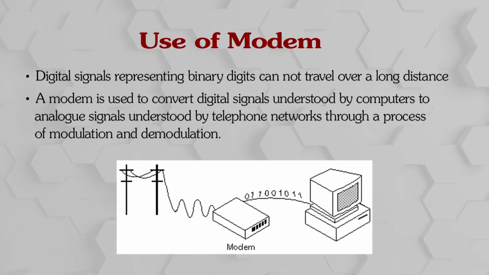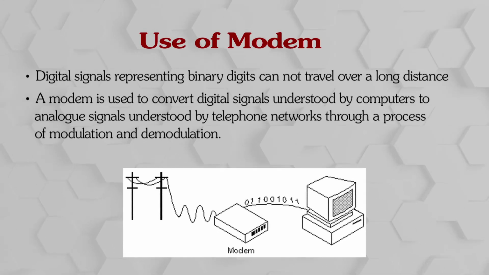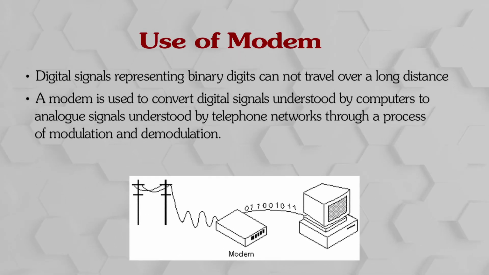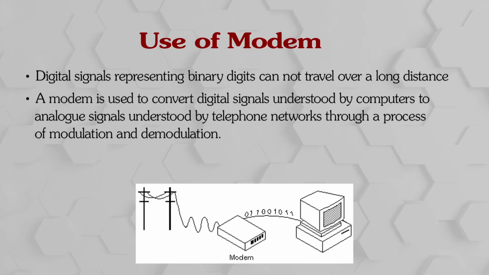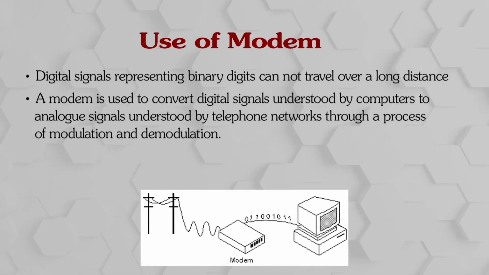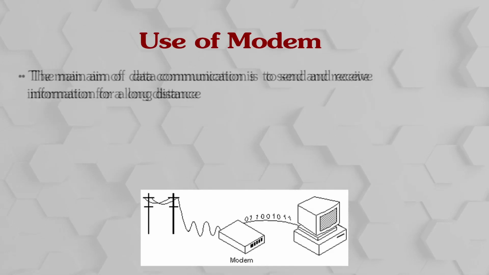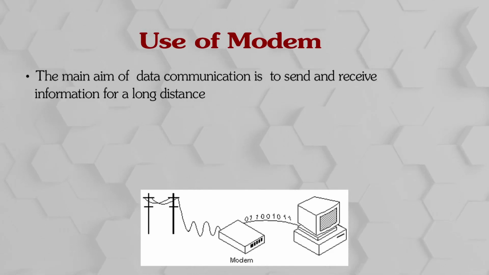So primarily, whenever you have to send data from one system to another system, you have to use a modem which converts and reconverts it through a process of modulation and demodulation. The main aim of data communication is to send and receive information over a long distance.